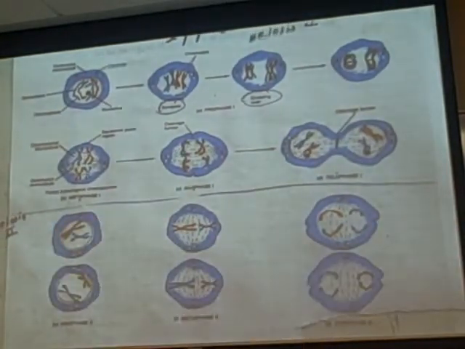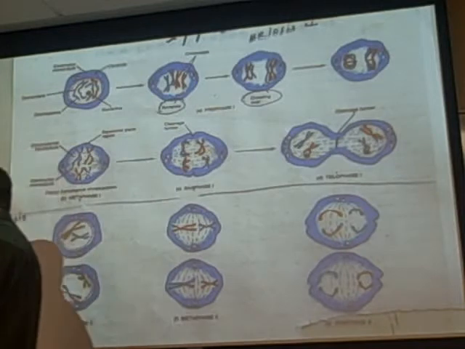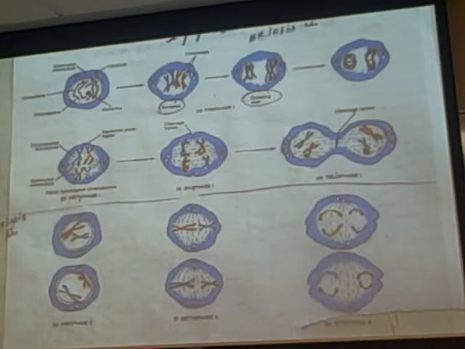Now, we want to finish up with our comparison to meiosis. In mitosis, we're producing clones. In meiosis, we're cutting the number in half. Here's your definition of meiosis. You double the number of cells, half the number of chromosomes. Double the cells, half the chromosomes.